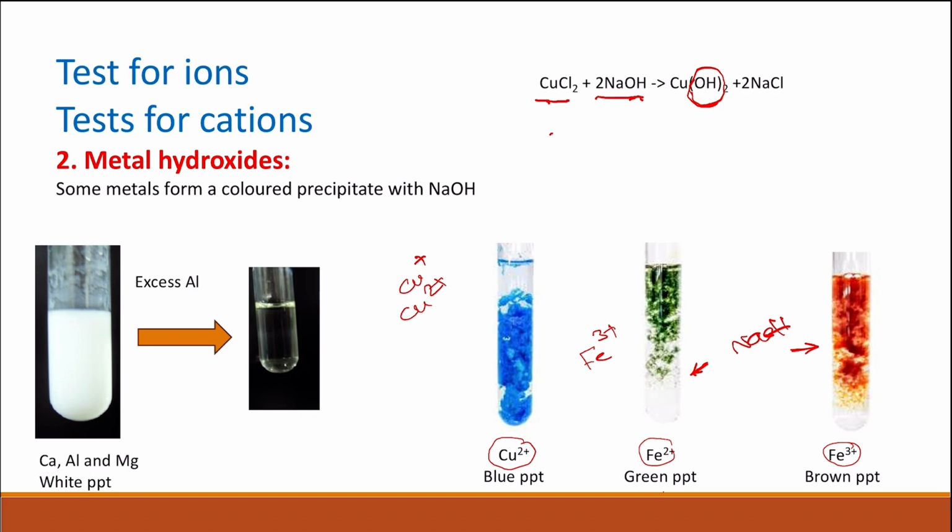Also, if you react iron 3 plus, so it's going to be, for example, iron chloride or ferric chloride, and you react it with sodium hydroxide, then the iron will react with three hydroxide ions. So you need to put three sodium hydroxide that will give you the iron hydroxide and also will give you three of the sodium chloride.